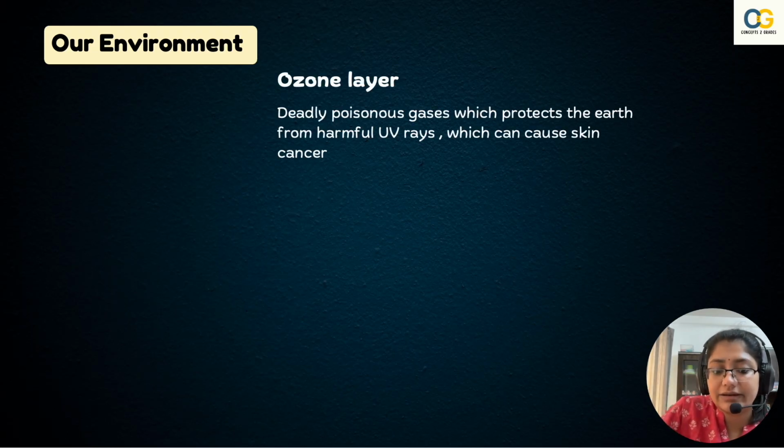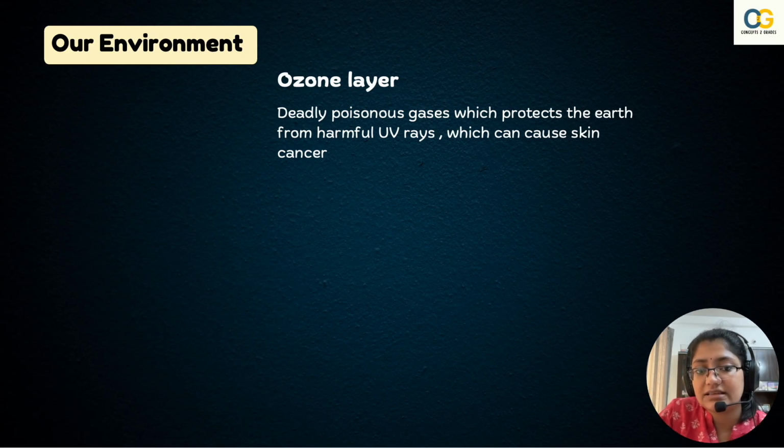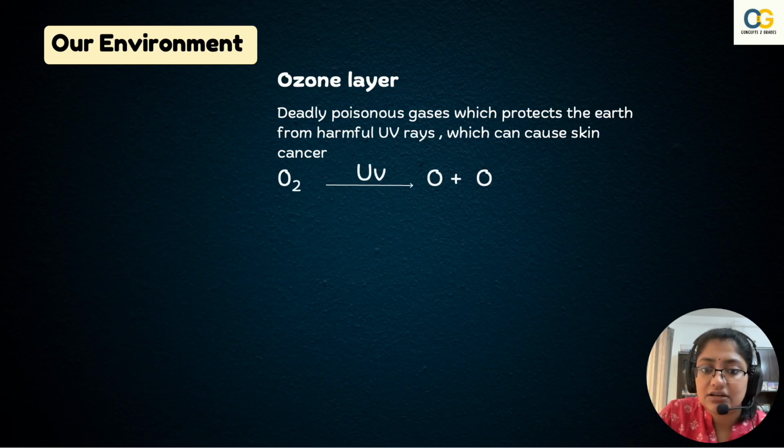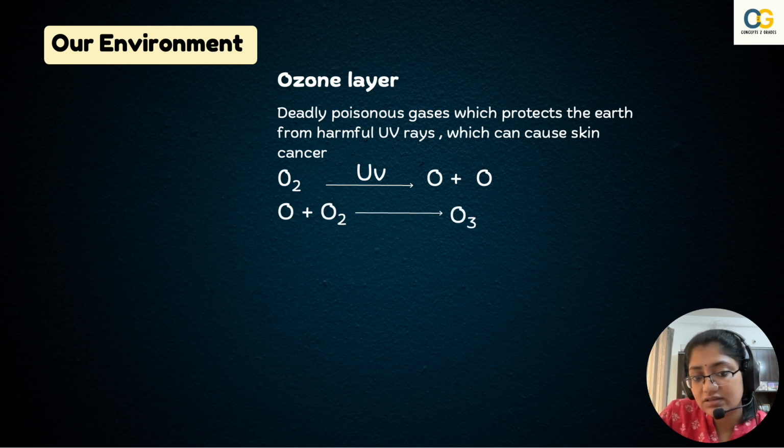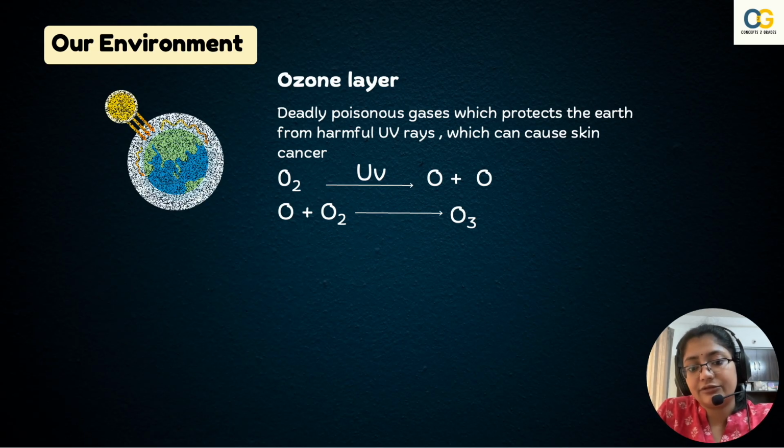Coming to the ozone layer, ozone is a deadly poisonous gas, but it protects the earth from harmful UV rays, which can cause skin cancer. What happens is the oxygen in the presence of UV rays splits into 2 oxygen atoms, and each oxygen atom merges with the remaining oxygen molecule to produce O3, which is ozone. It protects us from harmful UV rays.